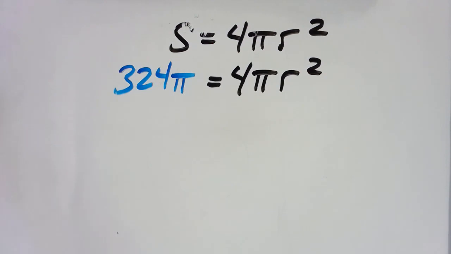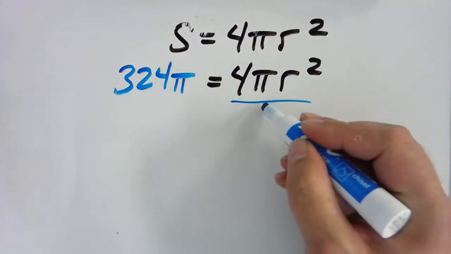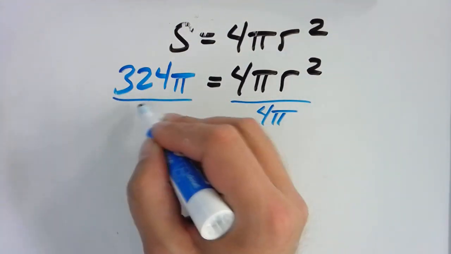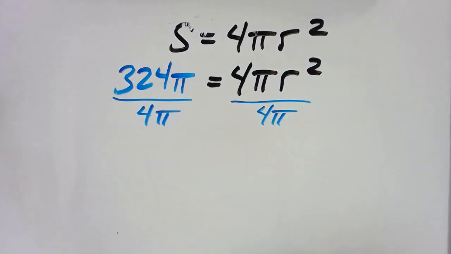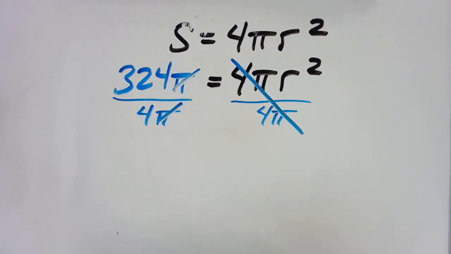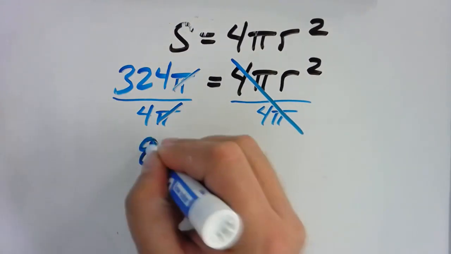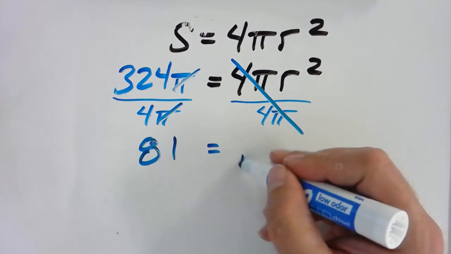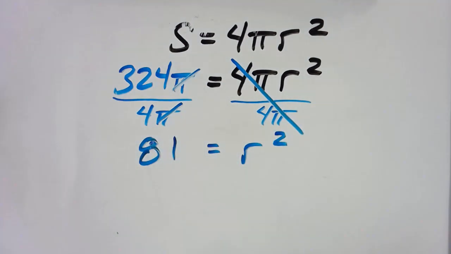But now I'm going to do my inverse operations. Start by dividing by 4 pi. This is something that we did in the first clip. You'll find that this eliminates right here. They cancel each other out. Pi's will cancel here on the left. So it's just 324 divided by 4. That gives me 81. And that's going to equal r squared.